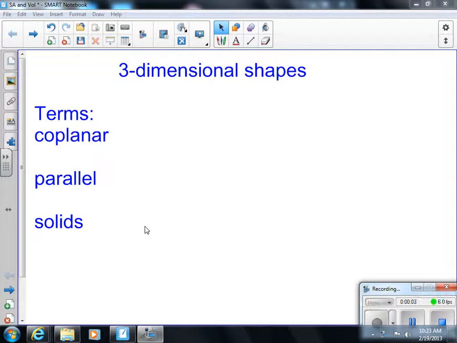Today we're going to be starting our unit on three-dimensional shapes, kind of going away from two-dimensional. We're going to be looking at three-dimensional for today. Some terms that you need to be familiar with are coplanar.